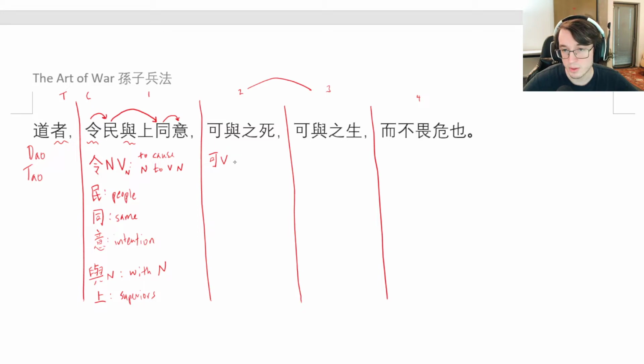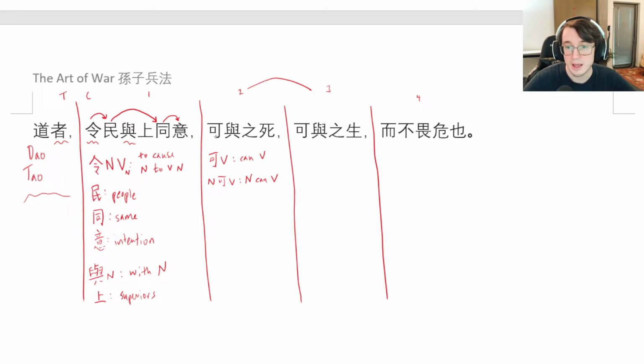可 plus a verb means that it can verb. So noun, 可, verb, means that the noun can verb. Okay, so now this is a little bit interesting because actually the topic of this is actually not Tao. It's actually not the way. Because if we break this apart, let's look at what this means first, and then we'll see why the topic can't be the way. It's got to be something else.